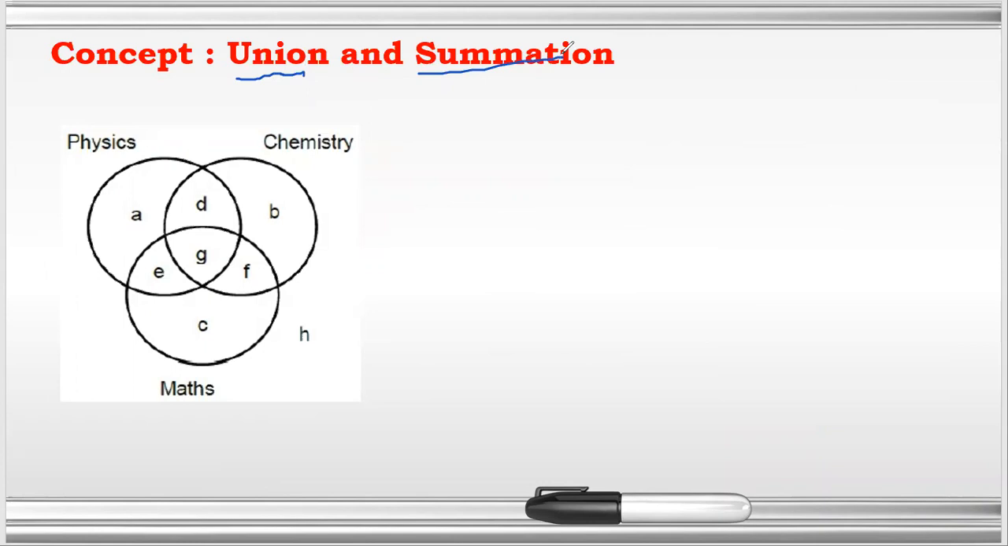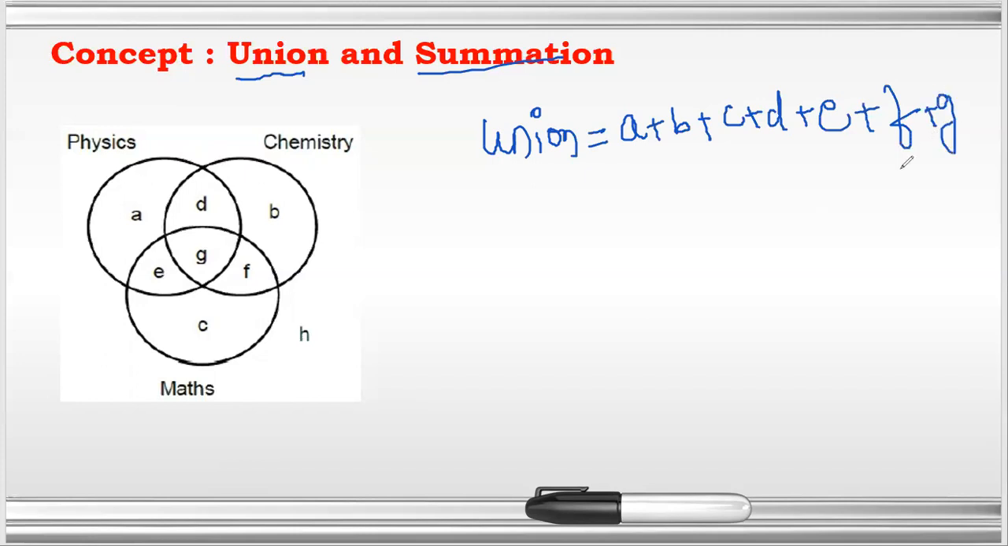What does the union mean? Everyone knows. Union means adding all these values. So basically the union, if I say, it will be nothing but a plus b plus c plus d plus e plus f plus g and h. So all of this taken once at a time will be called the union.